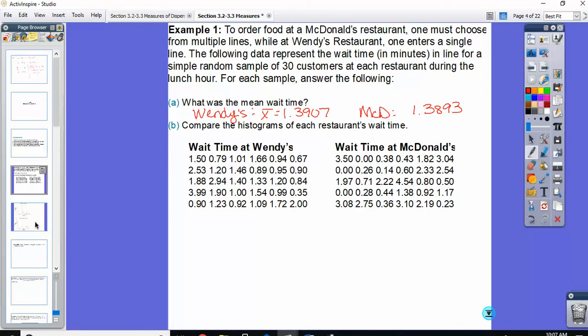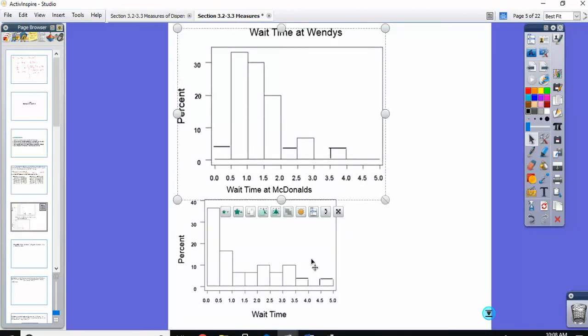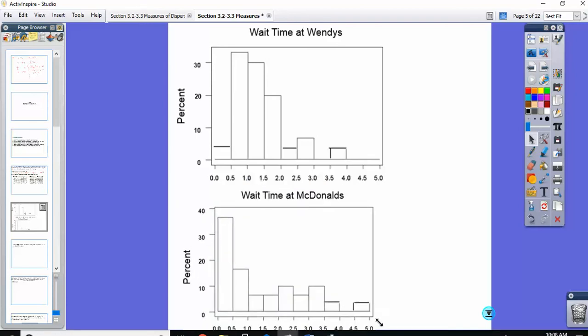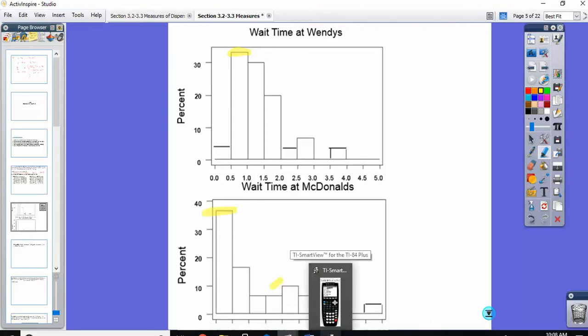We can do histograms on our calculator, we've looked at that, but just for the sake of time, I went ahead and made them for you. So this is the graph of Wendy's, and this is your graph at McDonald's. Look at these. Wendy's has its peak here and it's skewed to the right. McDonald's peaks right there. They're both skewed right.